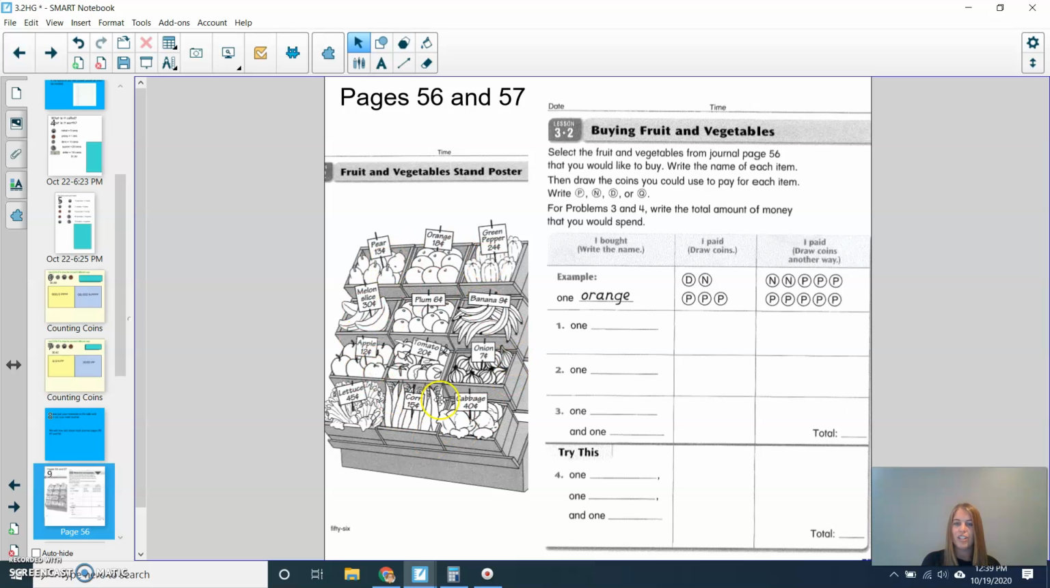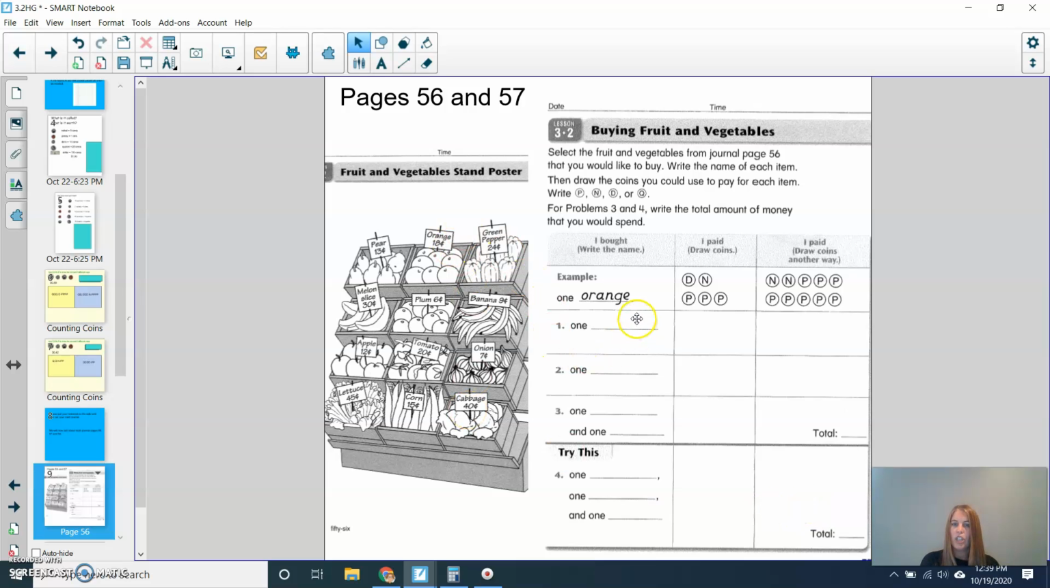So on this page, what you'll do is for problems 1 and 2, you're going to pick one of either the fruits or vegetables and then show me how you would pay. For question 3, you're going to pick 2 different items. Make sure to give me the total and how much you would pay for both. And for question 4, you're going to pick 3 different things and then tell me how much the total is and what you would pay for both. So you have a choice.